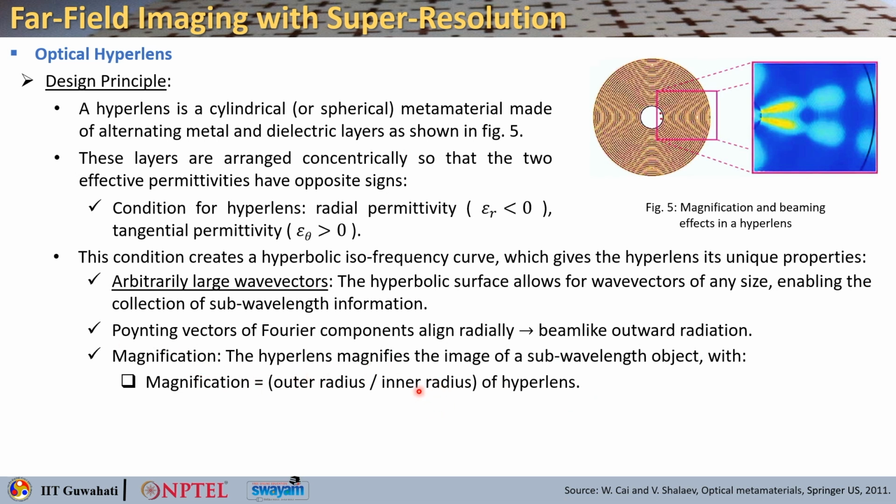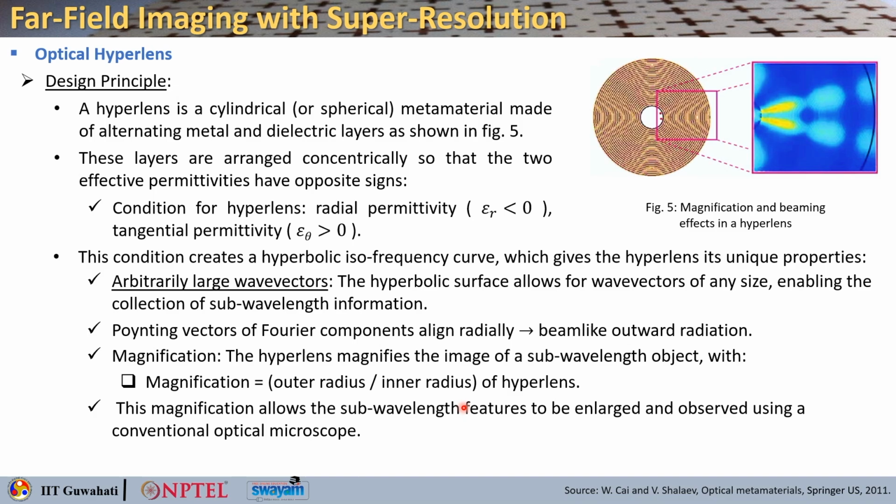The hyperlens magnifies the image of a sub-wavelength object, where the magnification is obtained as the outer radius divided by the inner radius of the hyperlens. This magnification allows the sub-wavelength features to be enlarged and observed using a conventional optical microscope. If you zoom it and make those features large enough so that they no longer remain sub-wavelength, then they can be picked up by normal optical devices.